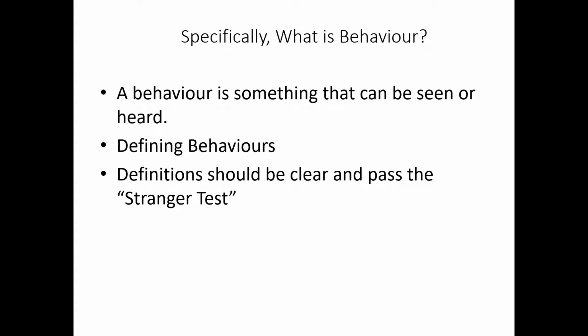So a behavior is something that can be seen or heard. It's important that we define behaviors. So if we are working on a certain behavior with a child, it's important that we define that behavior and that definition is clear and that it passes the stranger test. The stranger test meaning that if a stranger read the definition, they would know exactly what to observe and what to look out for because you're being very clear with defining that behavior.